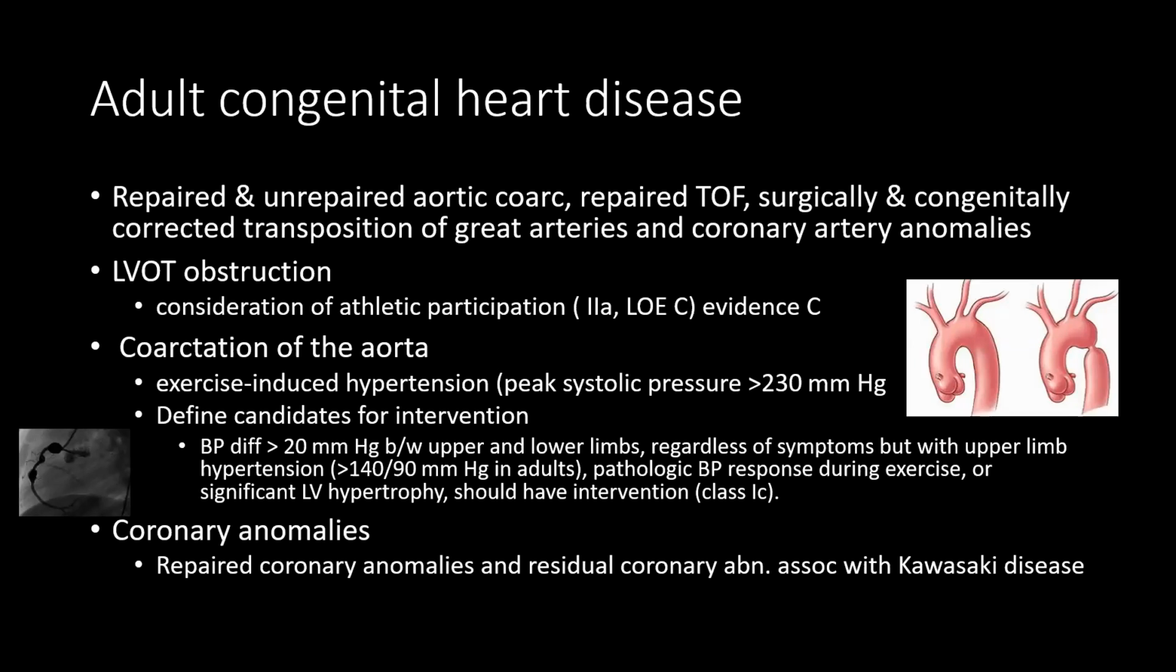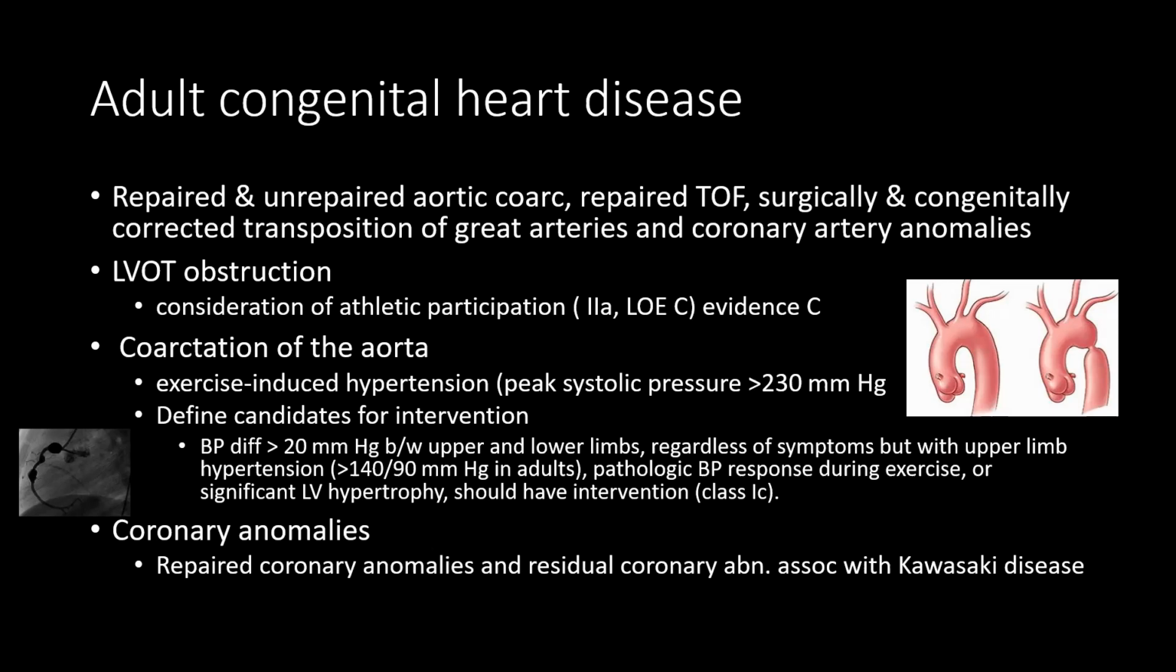In other adult congenital heart disease, exercise treadmill testing is done in cases of repaired and unrepaired aortic coarctation, repaired tetralogy of Fallot, surgically and congenitally corrected transposition of great arteries, and coronary artery anomalies. In case of LV outflow obstruction, consideration of athletic participation requires exercise treadmill testing and is a class 2A indication with level of evidence C.